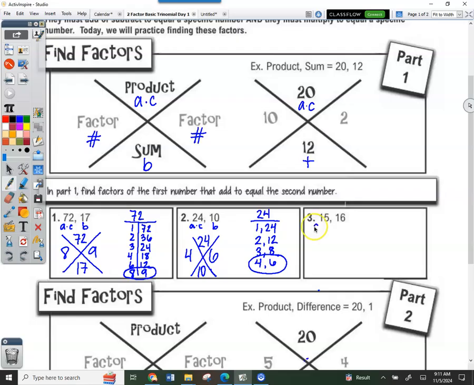All right. 15 is your A times C. 16 is your B. So that's got to multiply to give me 15 and add to give me 16. Work with your factors of 15. What are the factors of 15? 1, 15, 3, 5. That's it. Which pair gives me 16? 1 and 15. Whoops. Sorry.